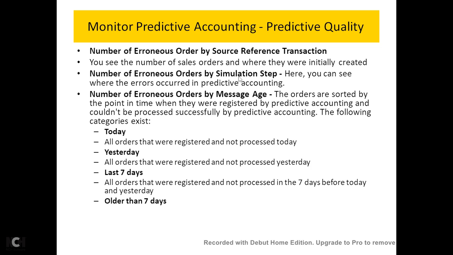It also gives you the number of erroneous orders by message age, which means it does the aging analysis. So basically it tells you today, all orders that were created and could not be processed today. Likewise, yesterday, last 7 days, and older than 7 days. So it also gives you this type of analytics.